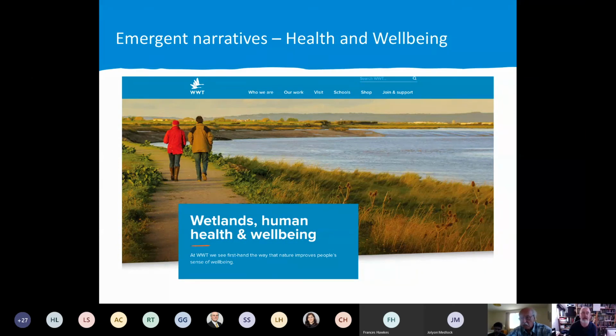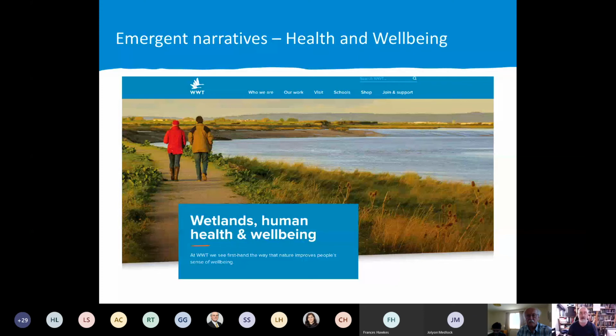And I think we can see that emergent narrative illustrated, for instance, in WWT's work and other agencies as well. We can see that wetlands play a really important part, not just for biodiversity and the importance of biodiversity, but also for people going out, resting, getting exercise, relaxation, etc. And I think that perhaps the recent COVID pandemic has really brought a spotlight onto the importance of nature spaces for human benefit for a whole variety of reasons.